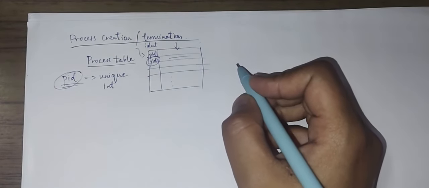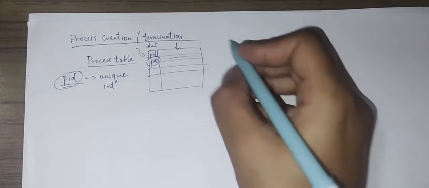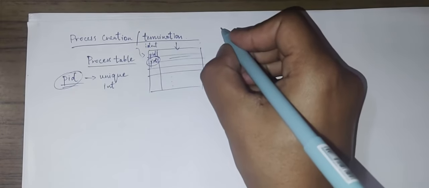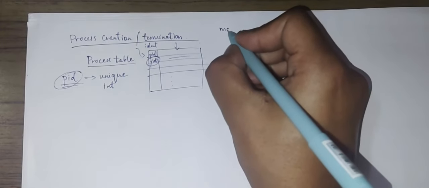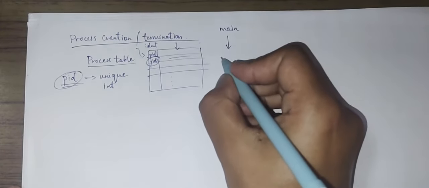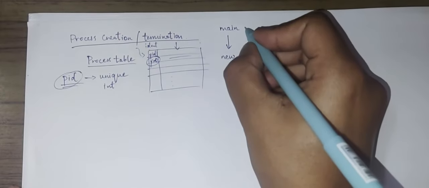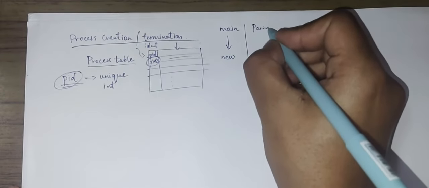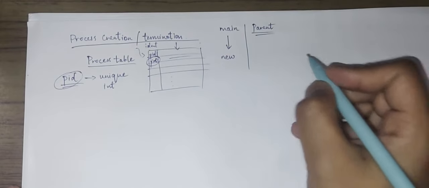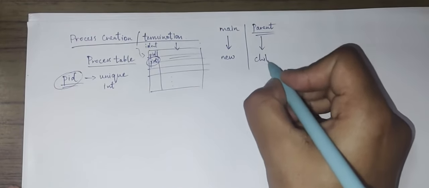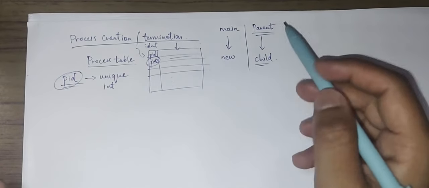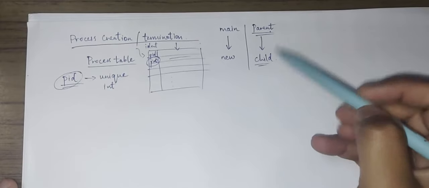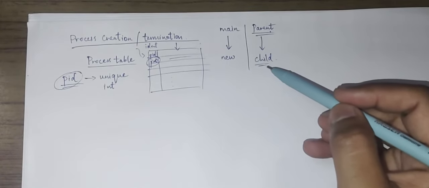Now process creation is basically done using a main process which creates a process, so there should be some process which will create another process. So there would be a main process which will create a new process. The usual terms which we use: the main process which creates the process is called the parent process, and the one which gets created is usually called the child process. So there is this parent-child terminology which is usually used. So parent is the one which creates, and child is the process which actually gets created.